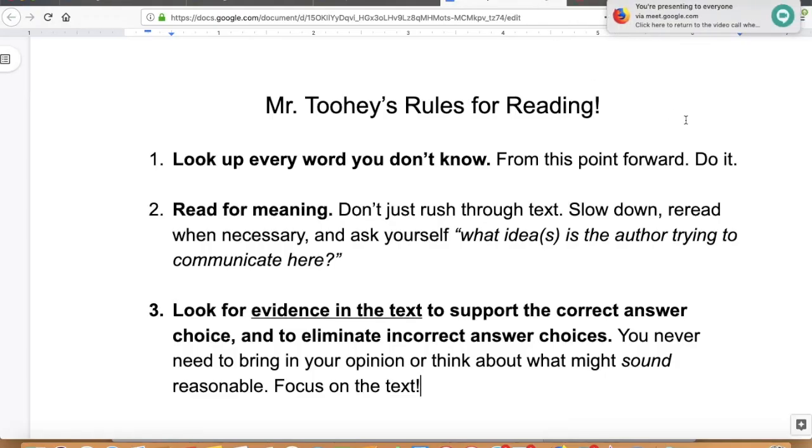Go ahead and read rule number one. You see it there on the screen, Caden? Yes. Okay, read rule number one for my rules for reading. Okay. Look up every word you don't know from this point forward. Do it. Yes. All right.